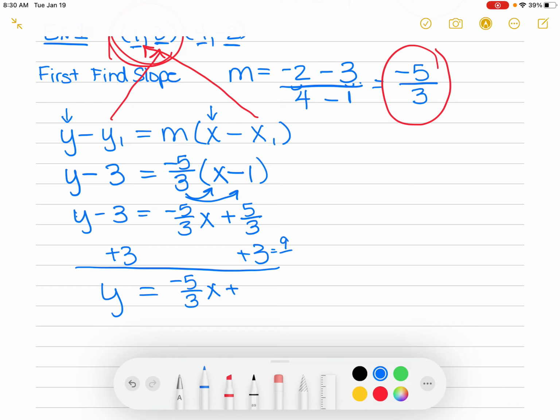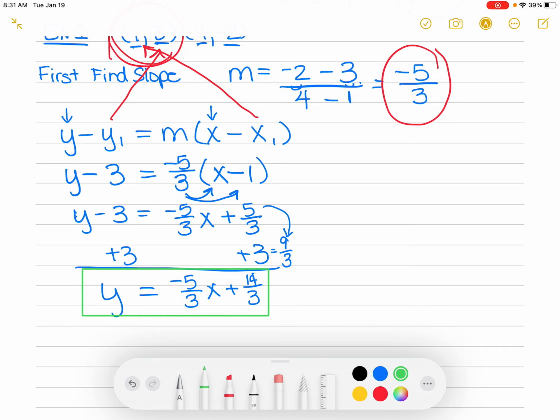So 3 with the common denominator of 3. I have 5 plus 9, that's 14/3. And now I'm done. That can't be reduced, and so this is my answer. Now that one was a little bit harder because it had a lot of fractions. They're not all like that, okay?